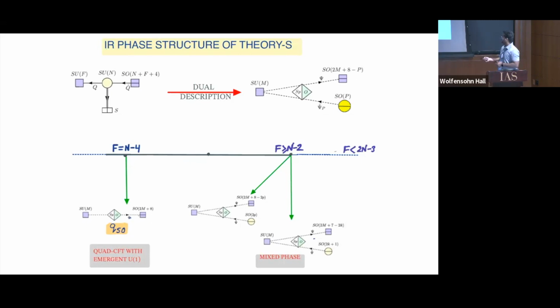And this helps us in understanding the full IR phase structure of these theories, where you have a mixed phase for F greater than n-2, and you have a complete quartz CFT for F equals n-4. So we found a duality, as well as described the full phase structure of both theories. Thank you.